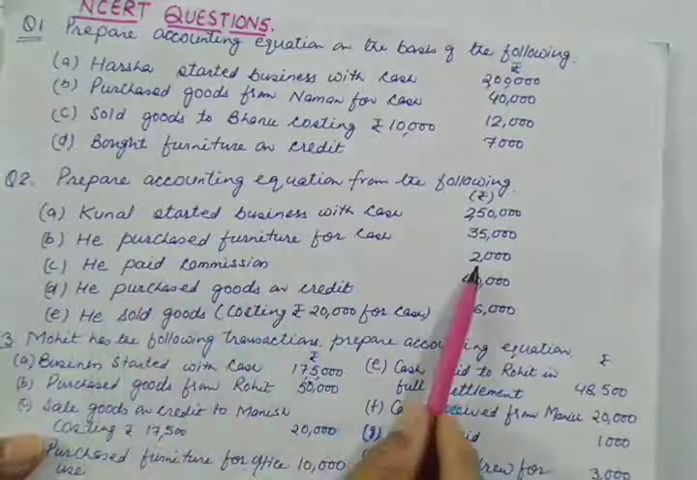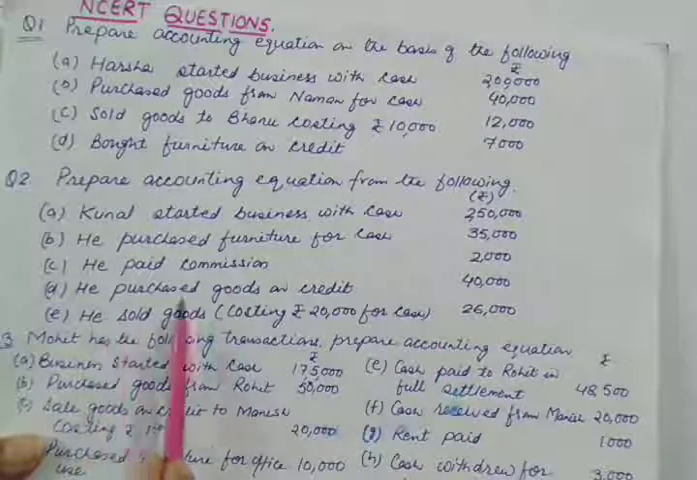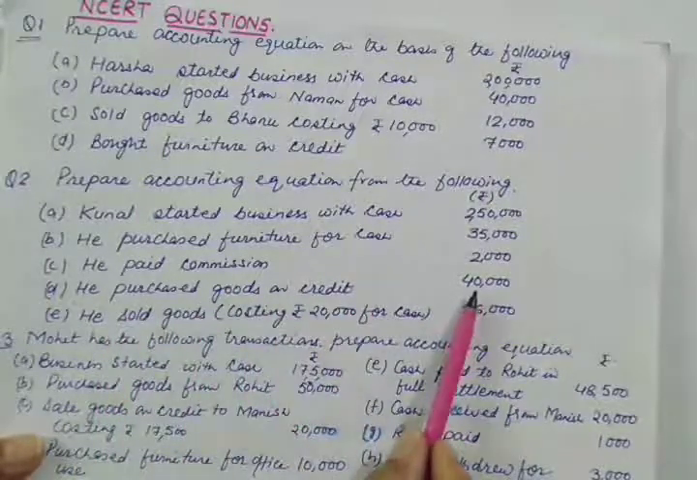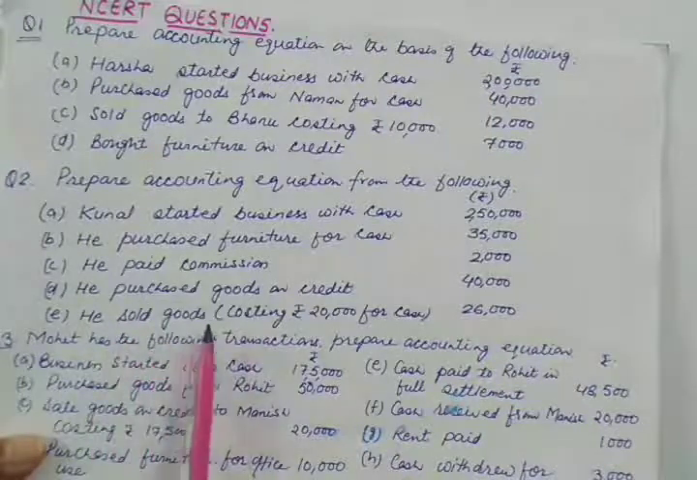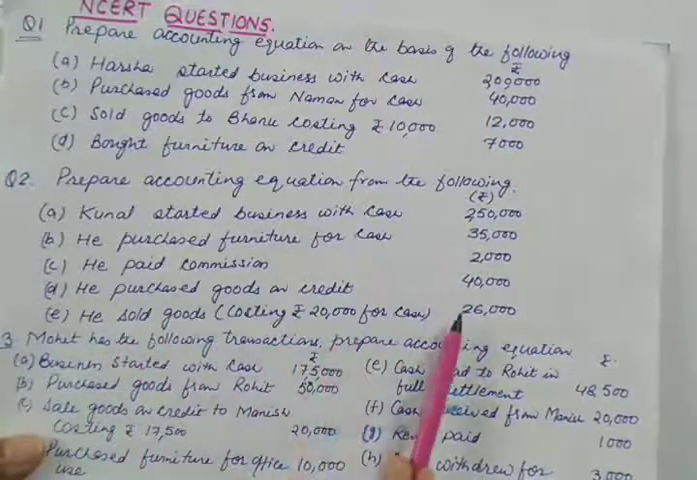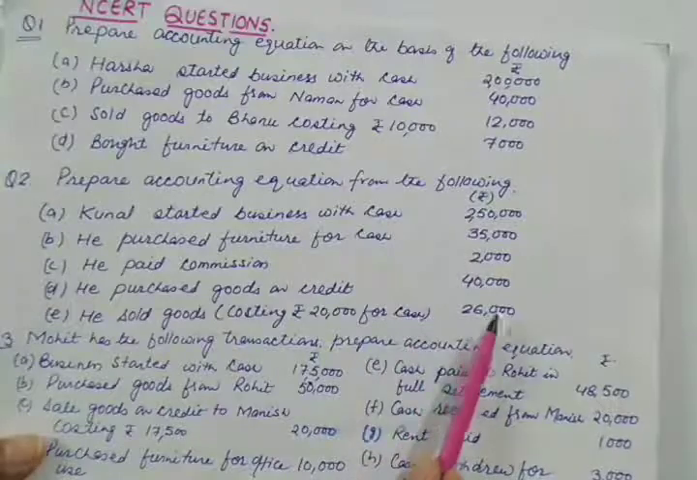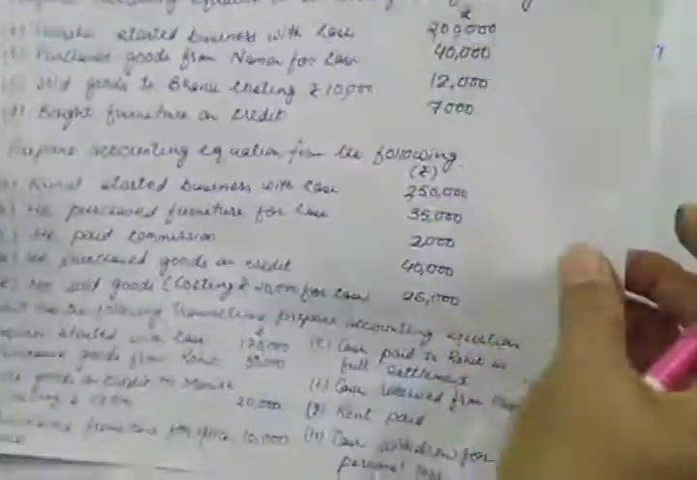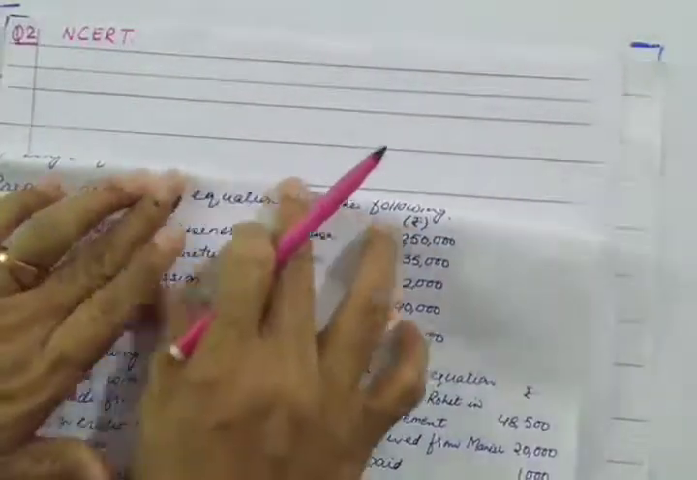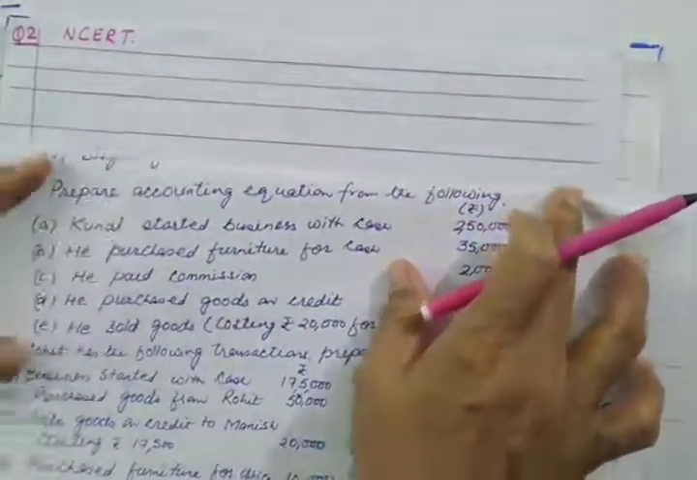Paid commission, it is an expense. He purchased goods on credit, rupees 40,000. Then he sold goods costing 20,000 for cash, rupees 26,000. So let us do all these transactions one by one. I am folding it from here so that you will be able to see this numerical. Question number 2.